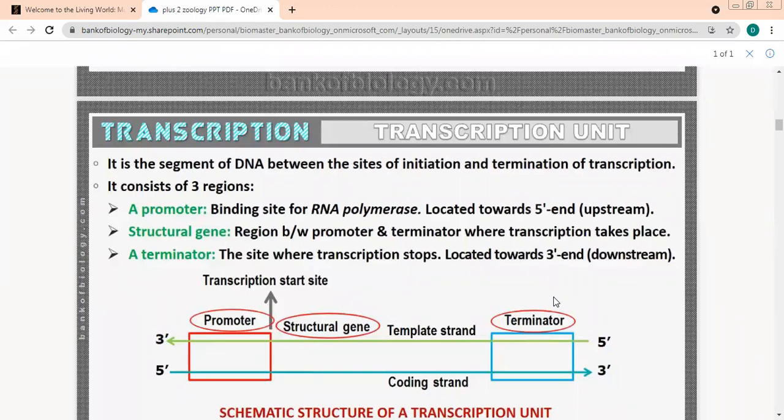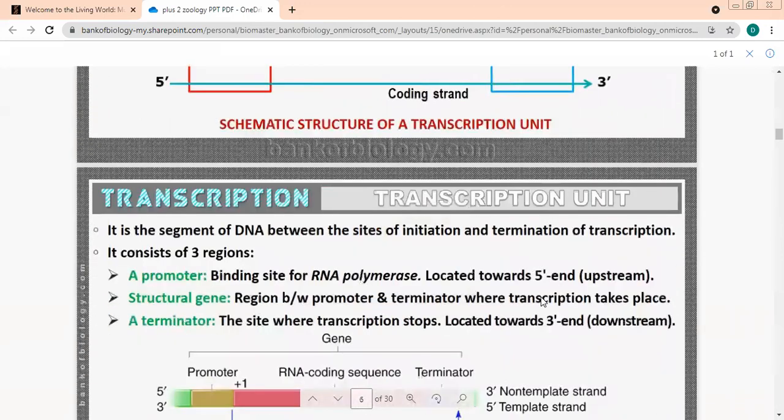It is called the promoter because it promotes the process by giving a binding site for the enzyme RNA polymerase. Then the second region is called the structural gene. This is between the promoter and the terminator. Transcription will take place here. And the last is the terminator. Transcription is going to stop here.